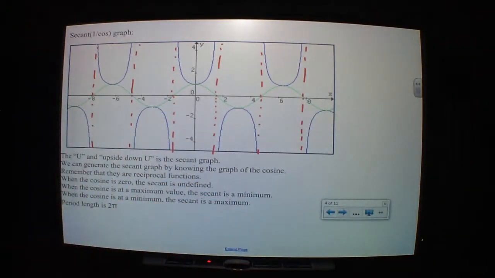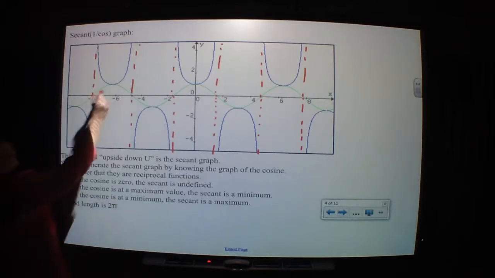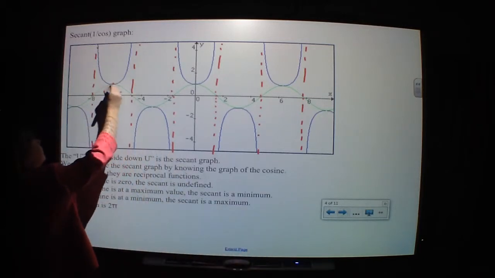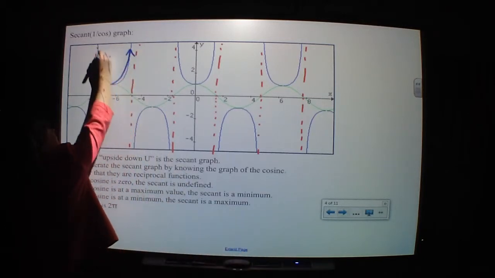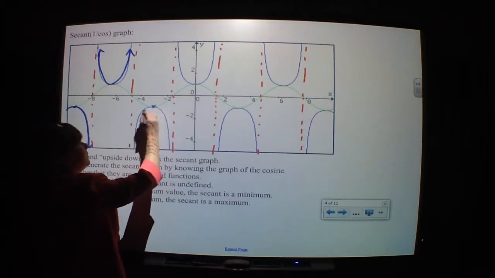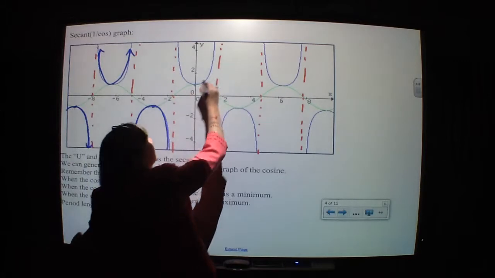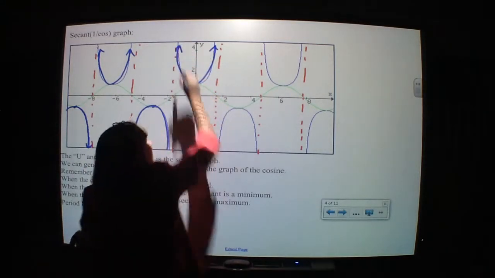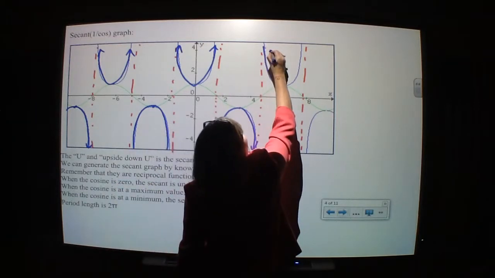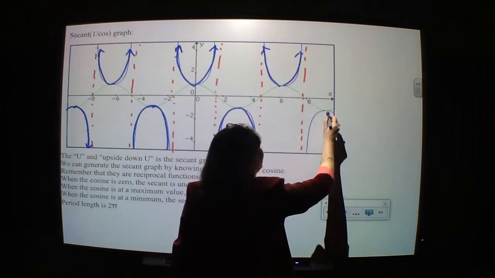Okay? Once you graph the cosine curve, then all you have to do is wherever there's a max for the cosine, in blue, draw a U between your asymptotes. Wherever there's a minimum, draw an upside down U between your asymptotes. So here, just draw the U's. Okay? So that's the easiest way to graph them.